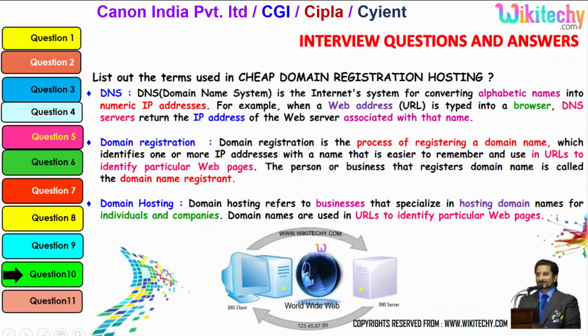DNS. See, Wikidigi.com is a simple, easy term for people to understand when compared to the number. DNS is the internal system for converting your alphabetic names into numeric IP addresses. So, if your URL is typed into the browser, the DNS server returns the IP address of the web server associated with that name. Now, what do you mean by domain registration?